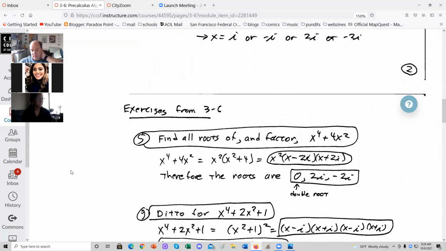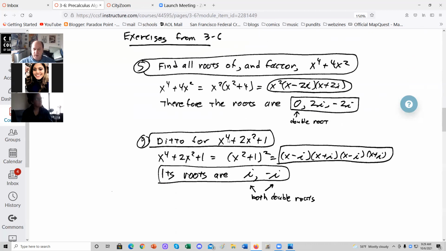So, for example, find all the roots of x to the fourth plus 4x squared, and factor it. You can factor out an x squared, that's easy. Then x squared plus 4, which is x squared plus 2 squared, is the same as x minus 2i times x plus 2i. So the roots are 0 twice, from x minus 0 times x minus 0. X minus 2i gives you a root of 2i, x plus 2i gives you a root of minus 2i. So these are the roots: 0, 2i, and negative 2i, and 0 has multiplicity 2.